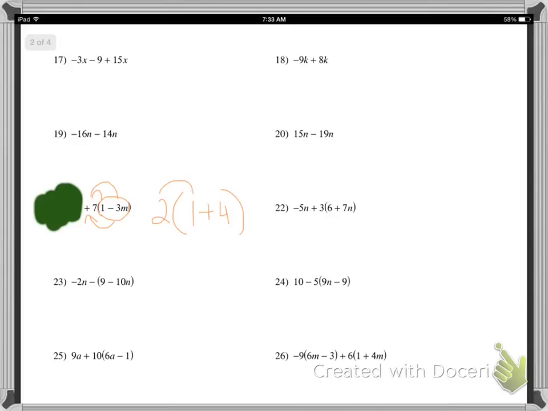2 times 1 is 2. 2 times 4 is 8, and it's a positive 8. The distributive property states you will get the same answer if you add those two products, so 10. Then you'll get the exact same product as if you just went ahead and added these first. 1 plus 4 is 5, and then times them to that number, which would be what? 10. See? It works. That's the distributive property. It's just another way to get the same answer.